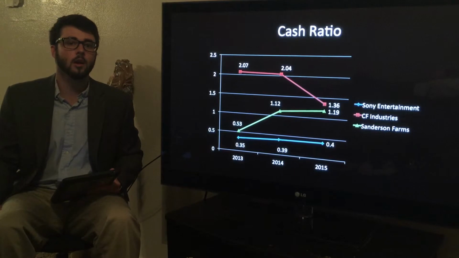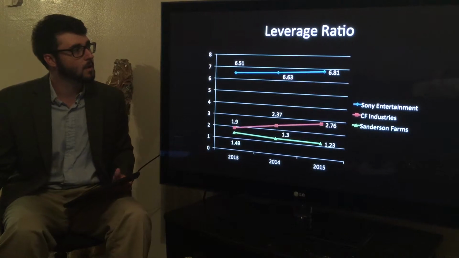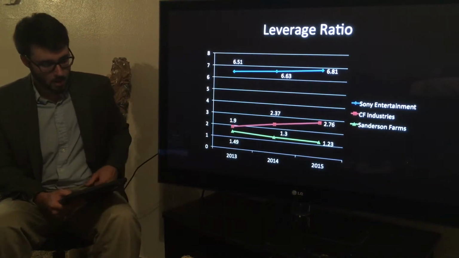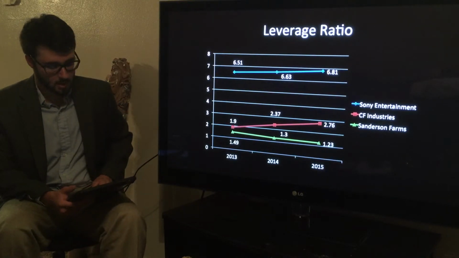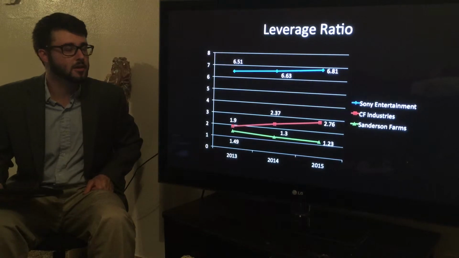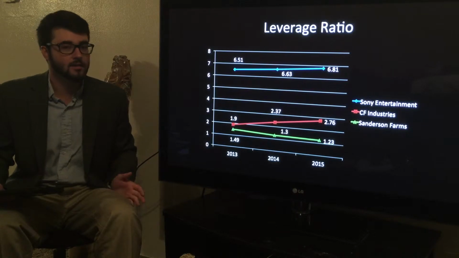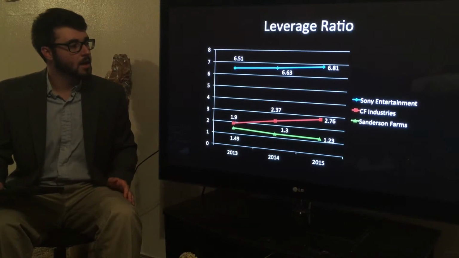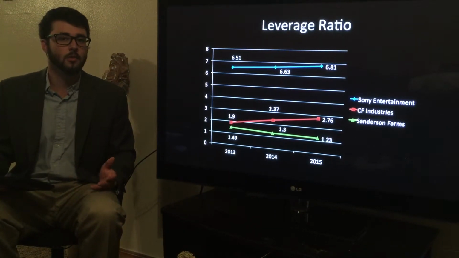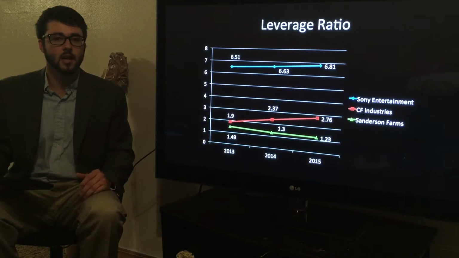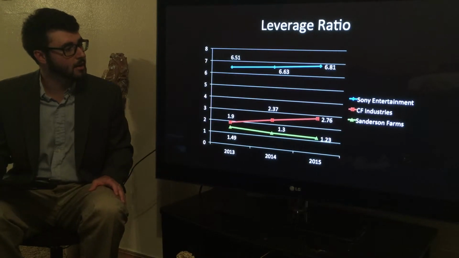And now we're going to look at which company I would give a long-term loan to. For this, we're going to look at the leverage ratio. Leverage ratio shows us if our assets are being financed by debt or equity. Looking at Sony Entertainment, they have a very high leverage ratio. This shows that they have a lot of debt. As far as a long-term loan goes, you don't want to give a company a long-term loan that has a lot of debt, because you're just going to add more debt, and it's going to be a prolonged process of trying to get them to pay you back.